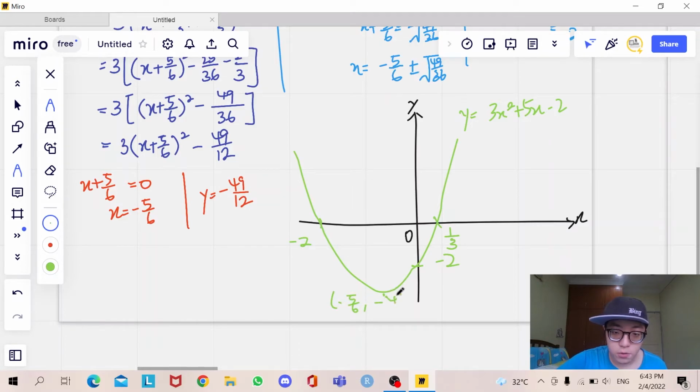and -49/12. To check whether your graph makes sense, -5 divided by 6 is before -2, and -49 divided by 12 is below -2. So this graph is legit. If you did not do any working wrong, this is the correct graph.